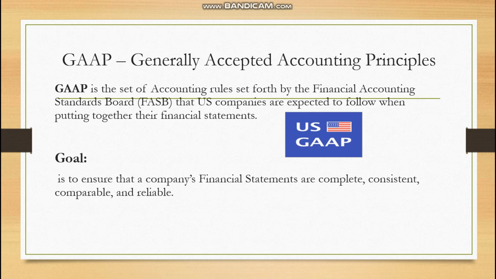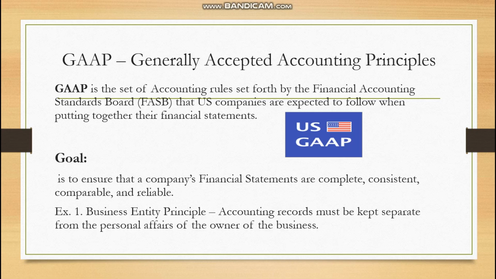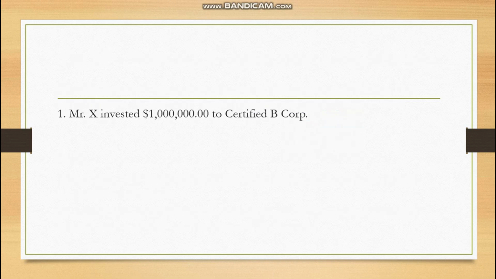One particular principle included in the GAAP is the so-called business entity principle. The business entity principle states, among others, that accounting records must be kept separate from the personal affairs of the owner of the business. Meaning to say, the business is separate and distinct from the owners. It has its own affairs separate from the personal affairs of the owners. Now, let's go back to our example, which is the Certified B Corporation.